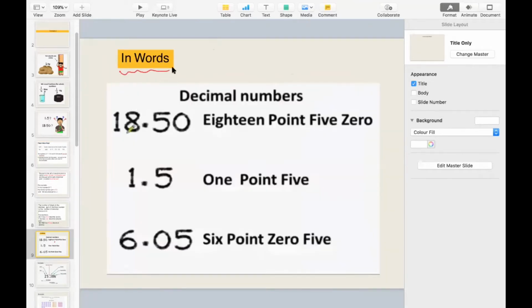Now, how to read these decimal numbers? As I told you, the left part of the decimal number is the whole number, and the right part is the decimal part. How to read and write these numbers? We will write 18.50. The digits written right after the decimal point are read separately. So we will write 18.50, 1.5, 6.05. This way we can read and write decimal numbers.